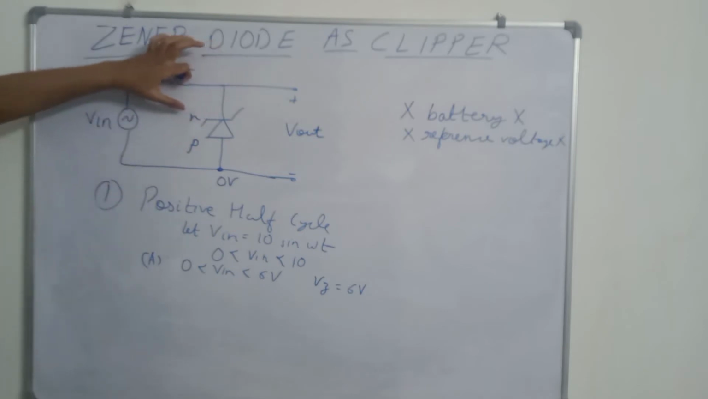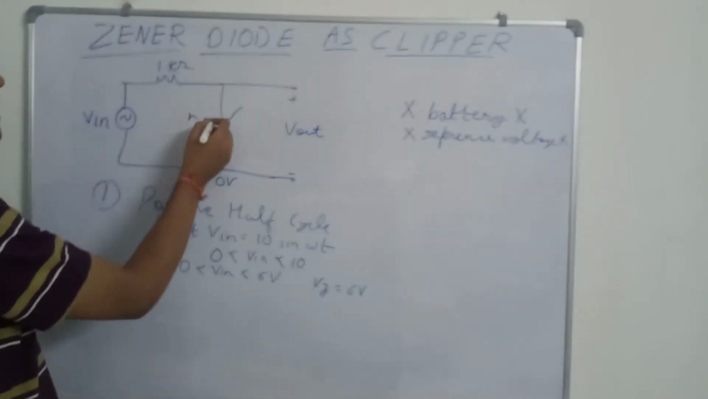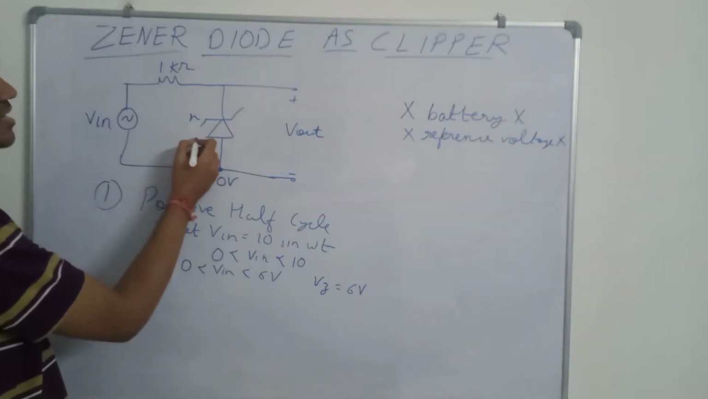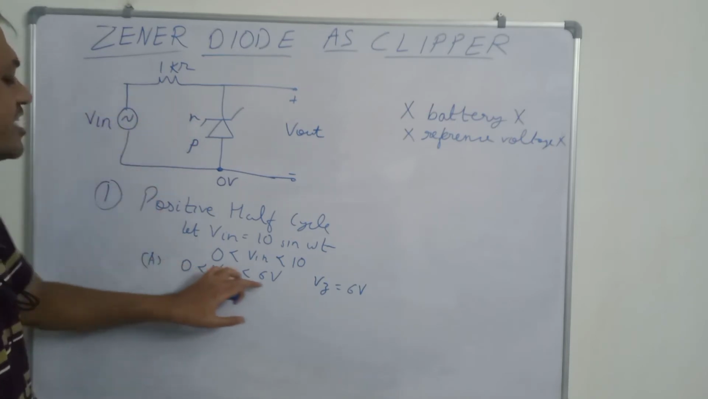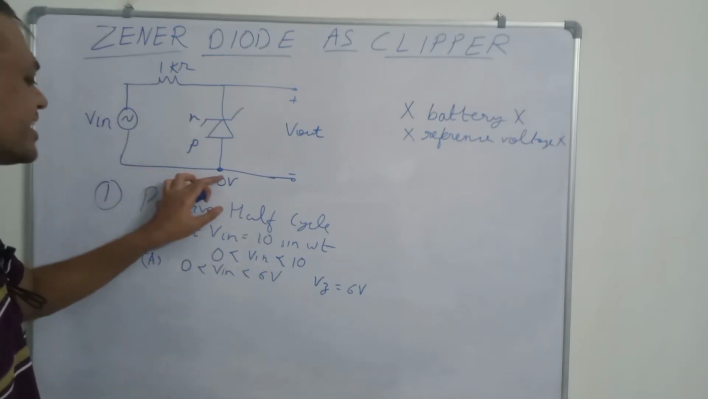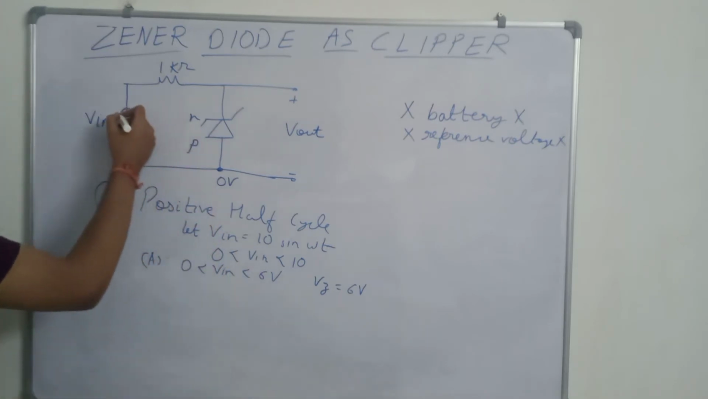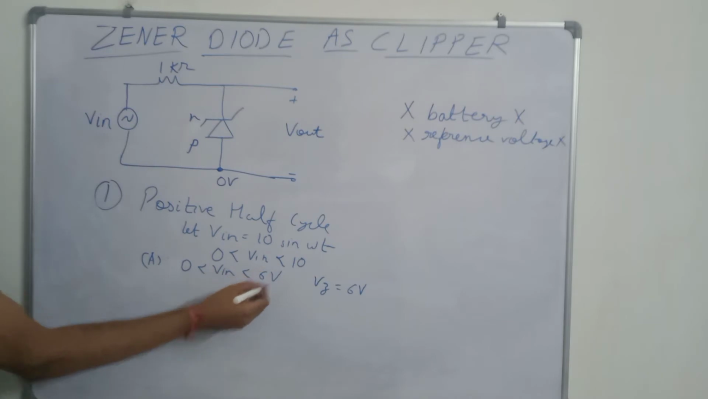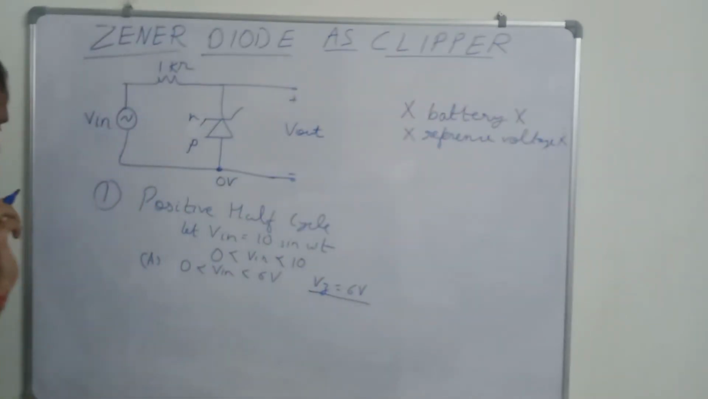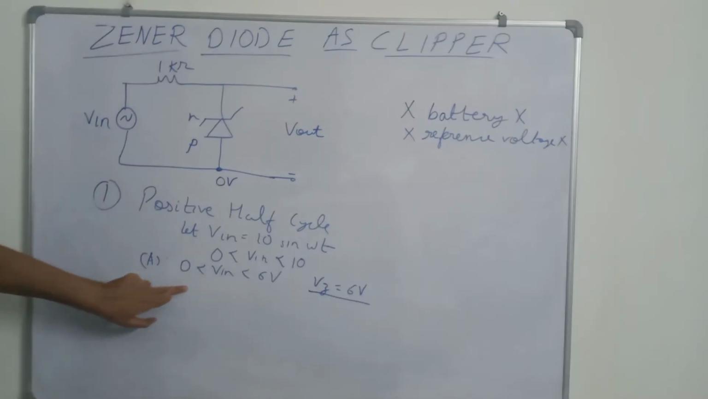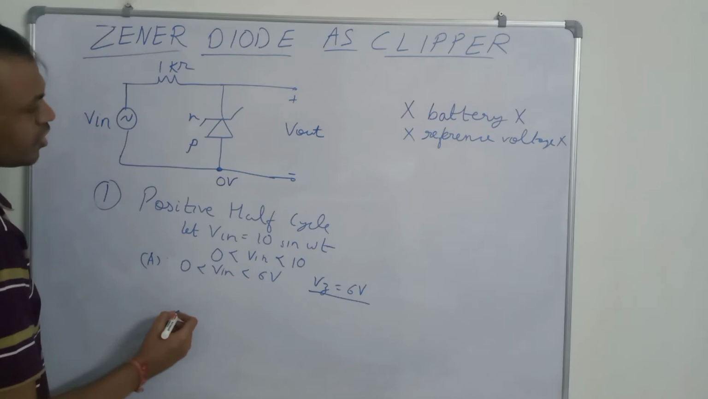So when V in is from 0 to 6 volt, then the N type is reverse biased, and this Zener diode is reverse biased because the N terminal is connected to a voltage between 0 and 6 volt and P is connected to 0 volt. But it is not in breakdown. It will be in breakdown when this V in goes above 6 volt because the breakdown voltage is given to us as 6 volt. So when V in is between 0 and 6 volt, the Zener diode will not be in breakdown.